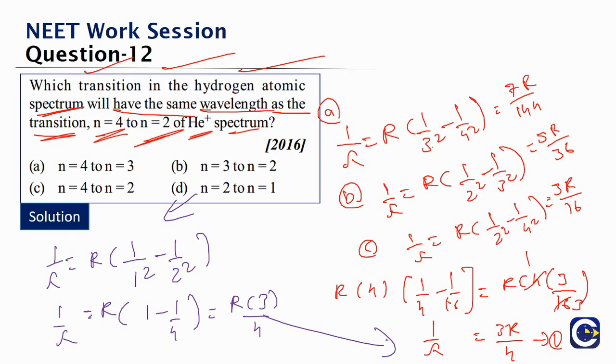So the wavelength for the transition n is equal to 2 to n is equal to 1 in hydrogen will have the same value as that of the n is equal to 4 transition in helium plus. So what is the correct answer for this? It is option D. As I said, if you have a little bit more comfort with numbers, by looking at this itself we will know that if you have n is equal to 4, n is equal to 3, the denominators will be coming different. For the 1 by lambda value, the denominator should be 4. So accordingly, we will be able to start checking the options also.